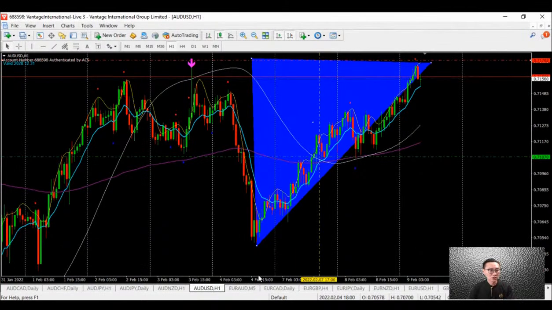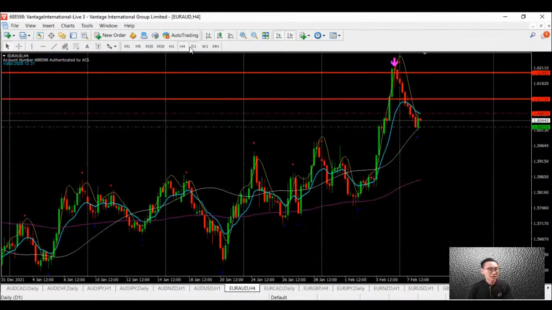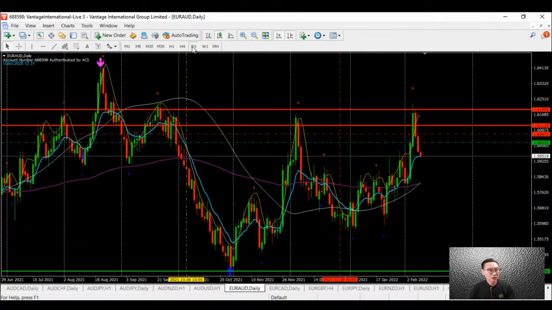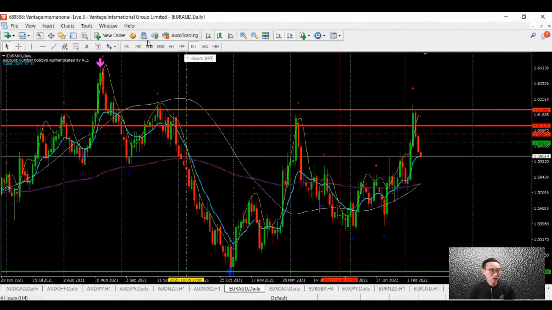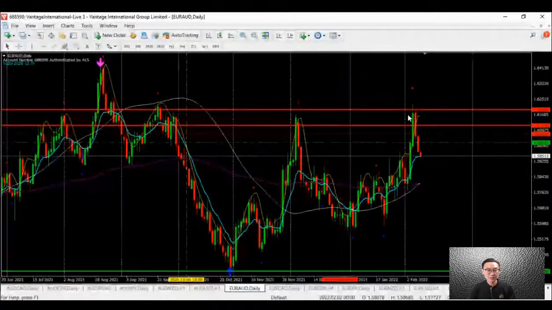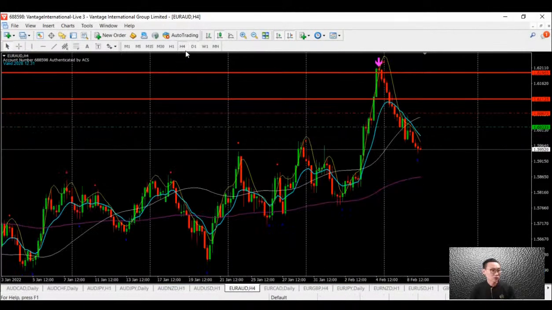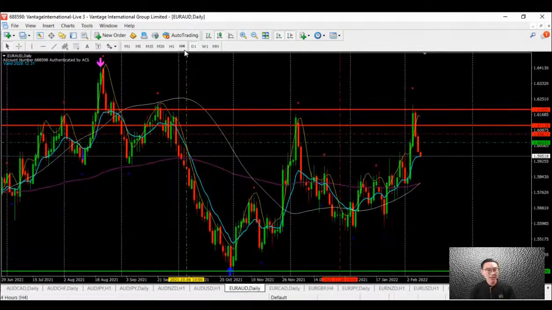So, Euro Aussie. How about Euro Aussie? Let's take a look. Yesterday, I guess everybody is very happy. Yesterday I was saying that it hits on the resistance. This is the point where it actually opened up below the strongest resistance, then it started to sell. So today we are in the bear run.